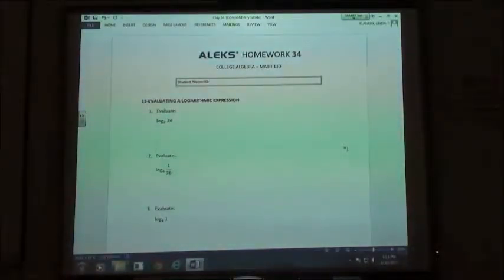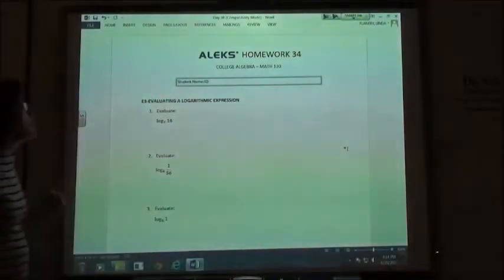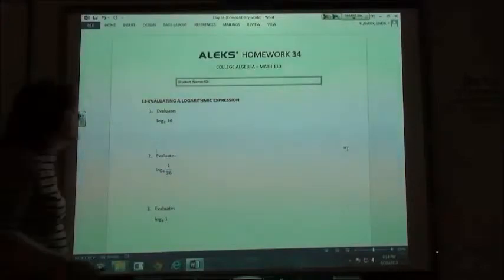All right, homework day 34. Leaving off where we had on homework day 33 with converting between logarithms and exponential expressions.